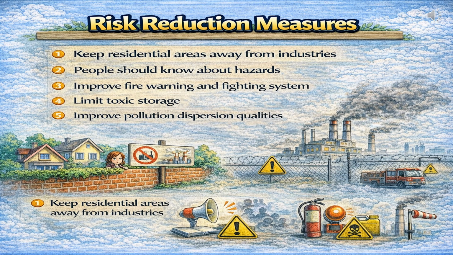To reduce industrial disasters, we must follow some important safety measures. 1. Keep residential areas away from industries. 2. People should know about hazards. 3. Improve fire warning and firefighting systems. 4. Limit toxic storage. 5. Improve pollution dispersion qualities. So we understand one clear message. Development without safety is dangerous. Now that we know the risks, let's go back to learning about industries again. Next, we will look at major industries of the world.